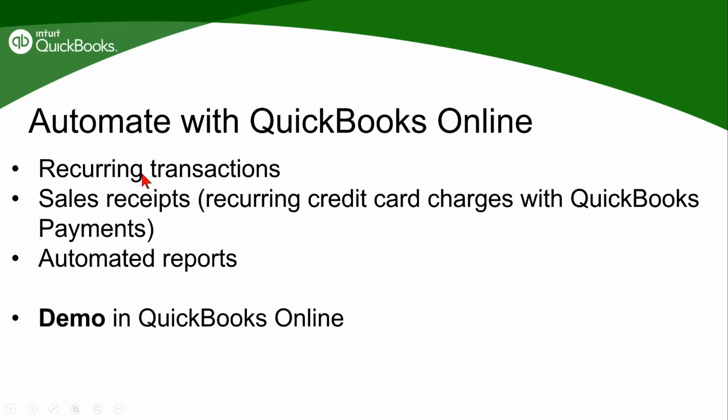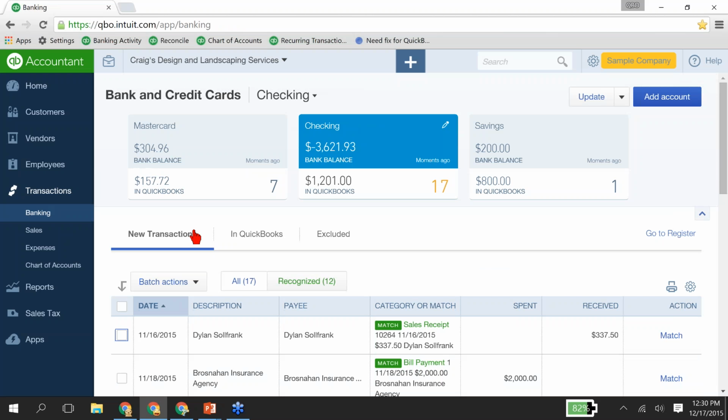I also want to show you some other things that are helping you automate the process with QuickBooks Online, and some of these are different than the desktop, that you cannot do in the desktop, but yet it can save us or our clients lots of time. We'll talk about recurring transactions, and then the sales receipt and how to set up a recurring credit card charge, and then some automated reports. And so I'm going to go in and show you all that. But first, let me show you.